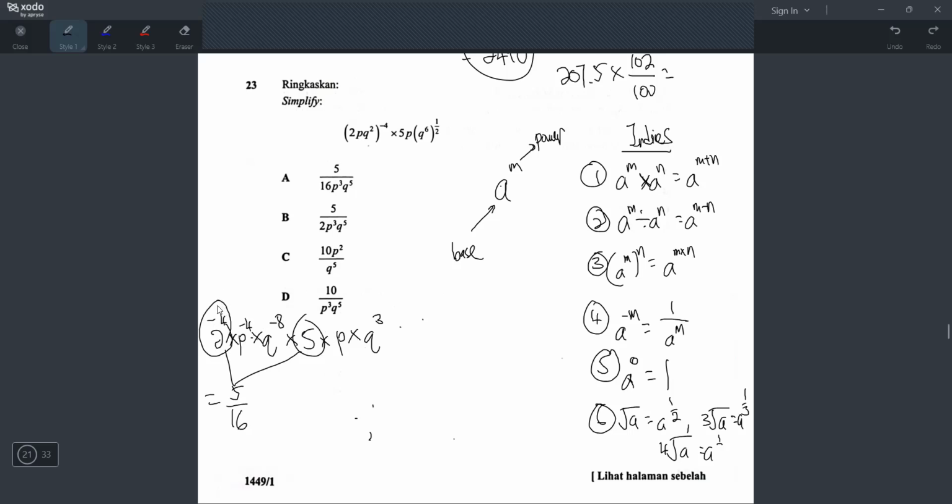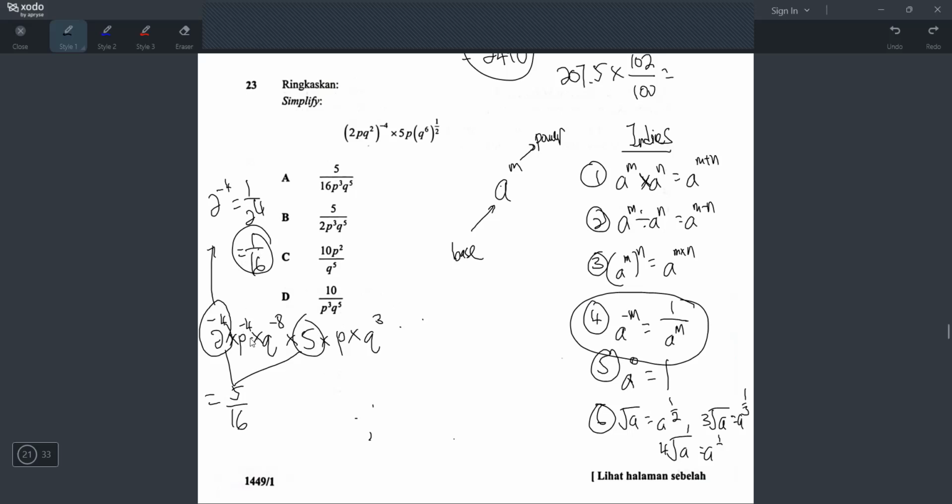Okay, let me explain using another way. 2 power negative 4 is the same as 1/2 power 4. You remember I told you just now, if anything power negative, you can bring it down and then the power become positive. That is why it's 1/2 power 4. And this one is 1/16. That is why 1/16 times 5 gives you 5/16. Alright? I hope you understand.